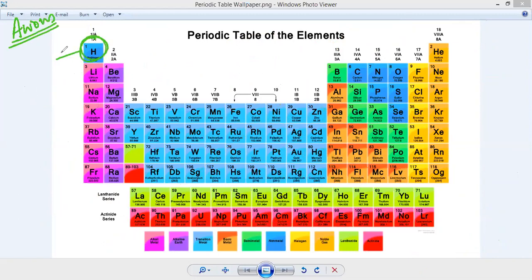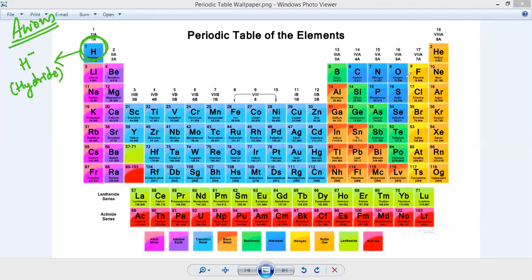Hydrogen forms one anion, that is H minus. Can you give me a difference between a cation and an anion? A cation is the thing that is having a positive charge. Apart from that, cations are usually metals and anions are usually non-metals. Sir, can it come in the paper? No, I don't think it will come in the paper.